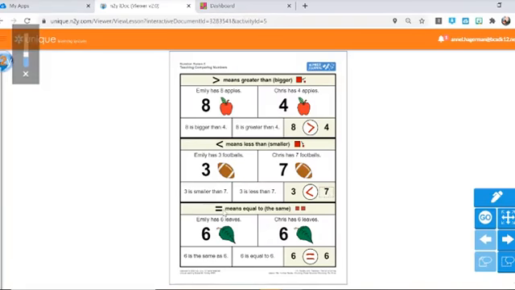This little sign means equal to or the same. Emily has 6 leaves. Chris has 6 leaves. They are both the same number. 6 equals 6.